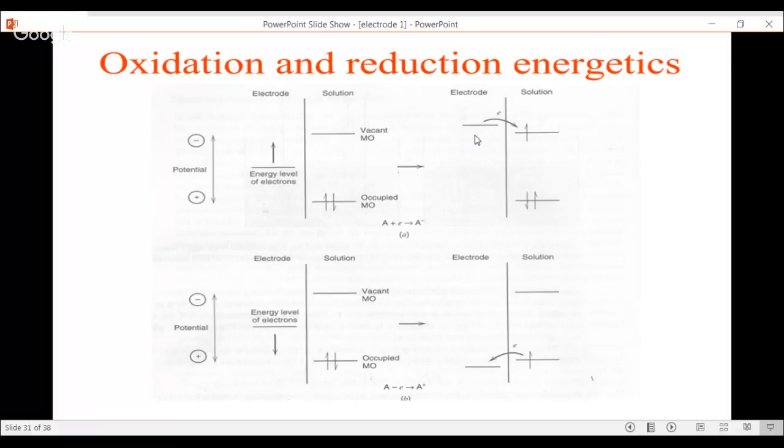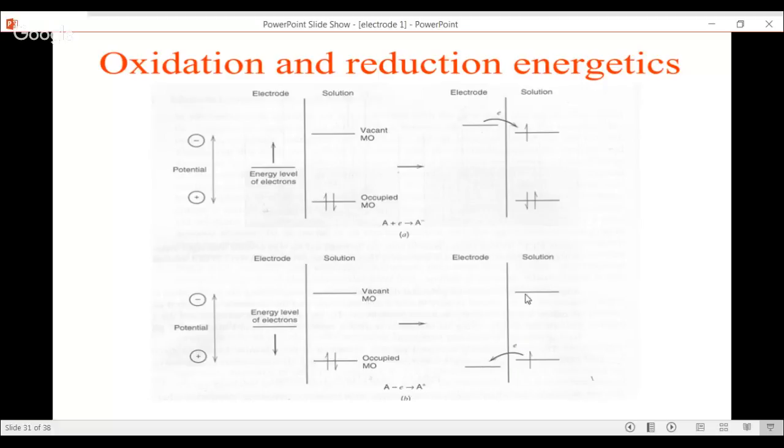I hope you are able to see A and B. The solution has the vacant molecular orbital, and the electrode has the occupied molecular orbital. Okay. So if the electron is going from the electrode to the solution, then A minus will be formed. If the electron goes from the solution to the electrode, then A plus will be formed.